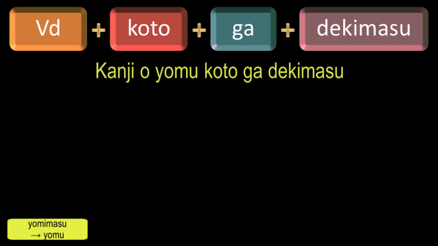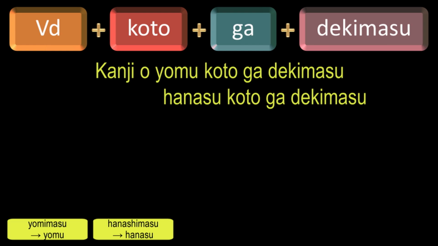Let me go to the next example. The verb hanashimasu means to speak, and the dictionary form is hanasu. By adding the expression koto ga dekimasu, we will get hanasu koto ga dekimasu, which means can speak. Now, to say I can speak German, in Japanese it will be doitsugo o hanasu koto ga dekimasu.